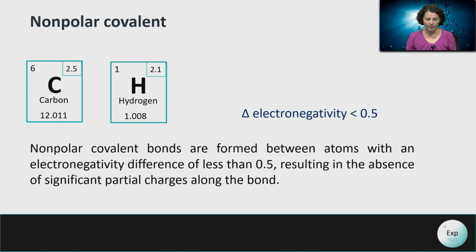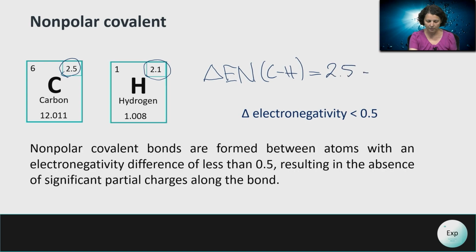So here we have carbon and hydrogen. Carbon has an electronegativity value of 2.5 and hydrogen has an electronegativity of 2.1. If we calculate the delta of electronegativity between carbon and hydrogen, it is going to be 2.5 minus 2.1, giving us 0.4. And that is less than 0.5, making the carbon-hydrogen bond nonpolar covalent.